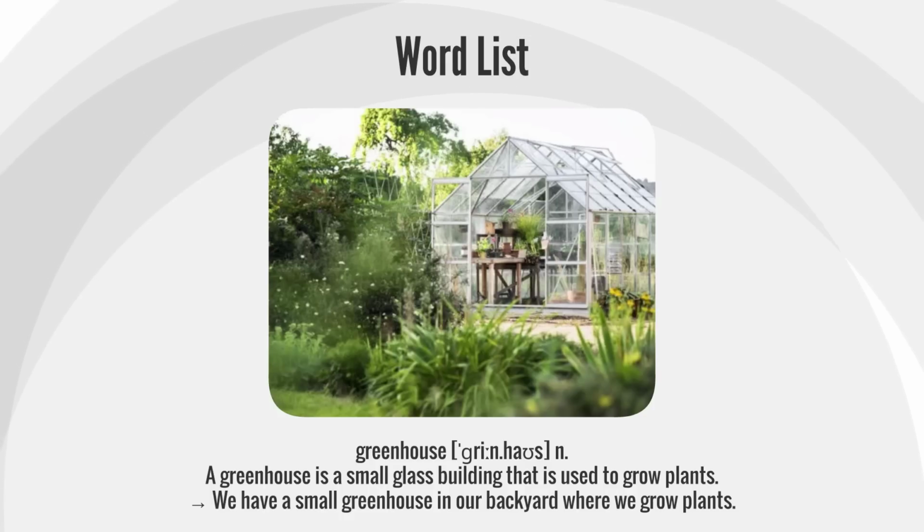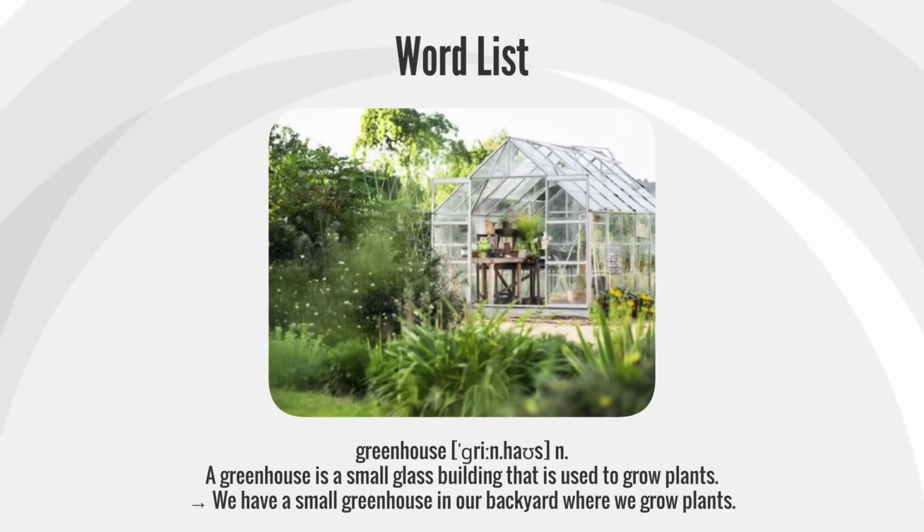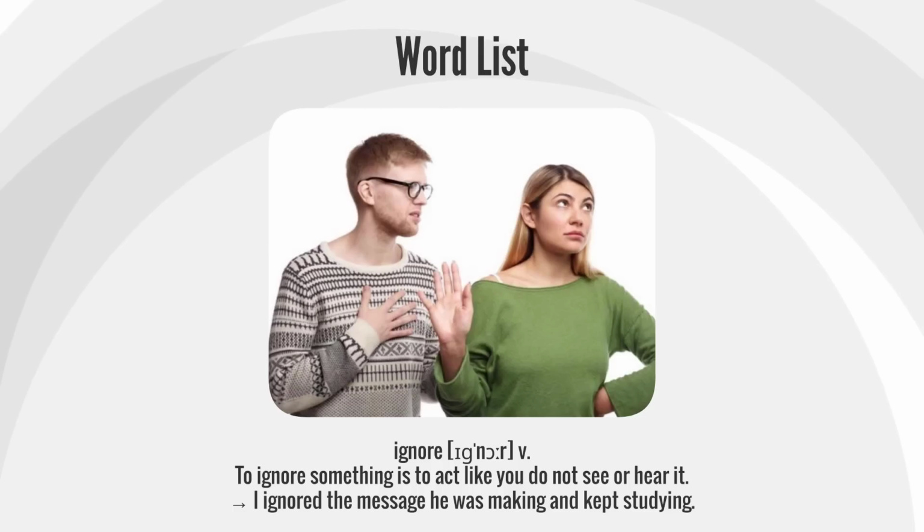Greenhouse. A greenhouse is a small glass building that is used to grow plants. We have a small greenhouse in our backyard where we grow plants. Ignore. To ignore something is to act like you do not see or hear it. I ignored the message he was making and kept studying.